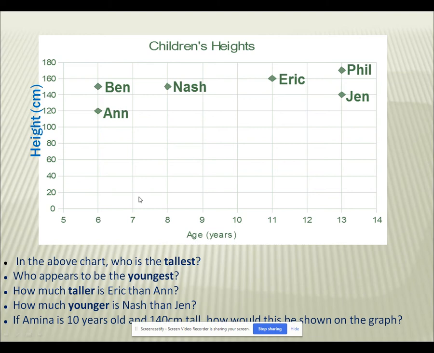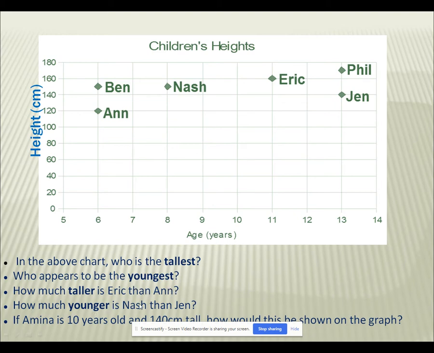So if you looked at that, you would have said, okay, here's Eric. Eric is 160 centimeters. Ann is 120. So 160 minus 120. Eric is 40 centimeters taller than Ann.